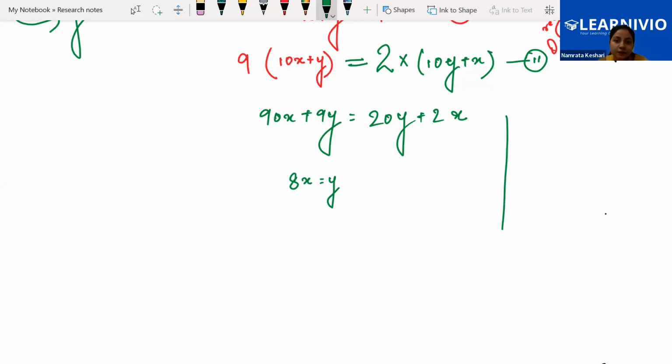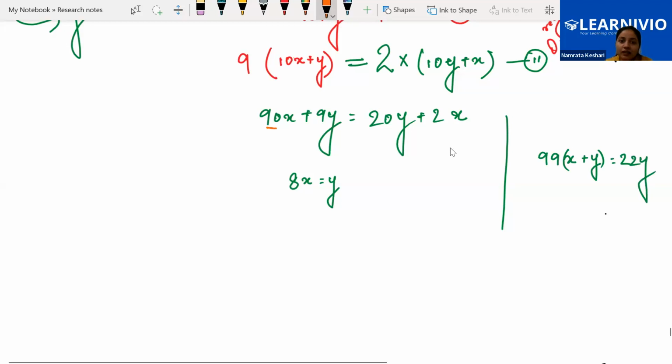Yes, Harshit, what are you getting? Ma'am, 99x plus y is equal to 22y plus 6. Please repeat. Ma'am, I am getting 99x plus y is equal to 22y plus 6. Okay, you have added both of them. Harshit, can we add like that?